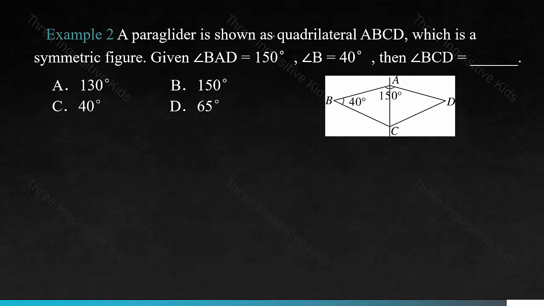A paraglider is shown as quadrilateral ABCD, which is a symmetric figure. Given angle BAD equals 150 degrees, angle B equals 40 degrees, then angle BCD equals blank. Again, this is using what we learned about triangle interior angles. Because angle BAD is being bisected by the line of symmetry, one side would just equal 75.